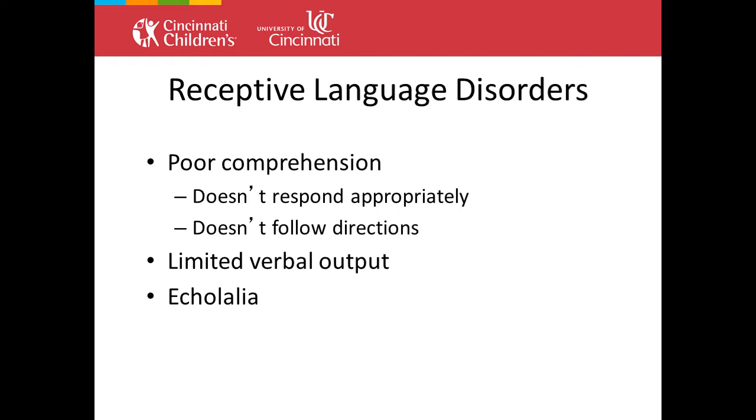And finally, the child may have what we call echolalia. Echolalia occurs when the child echoes back what he hears in the environment. For example, if you said to the child, "Hi, how are you?" and the child says, "Hi, how are you?" Or you say to the child, "What's your name?" and the child says, "Your name." You say, "Do you like chocolate?" And the child says, "You like chocolate?"